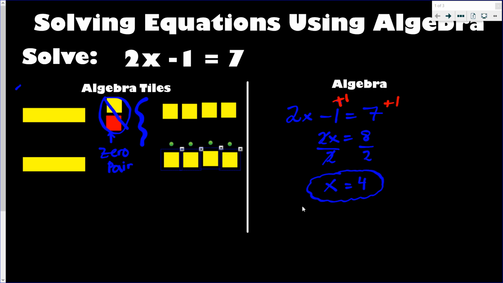All right? And we always want to check our solution just to be sure, especially on a test, if you want to get 100 or do well. You take that x value and you put it wherever you see an x in your equation. So 2 times 4 minus 1, and you want to see what that equals. Well, that's 8 minus 1, which is 7, which is what the other side equals. So we're good. That's our solution.